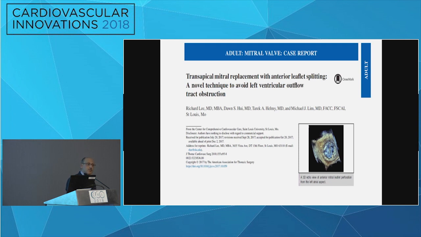So this is, again, not easy. TEE guided, and the first case, we get through the apex, and the surgeon starts to advance the needle under fluoro, and we end up in the septum. So he pulls it back and redirects it, and he ends up in the atrium. And it takes a couple of trials until you actually get into the anterior leaflet.